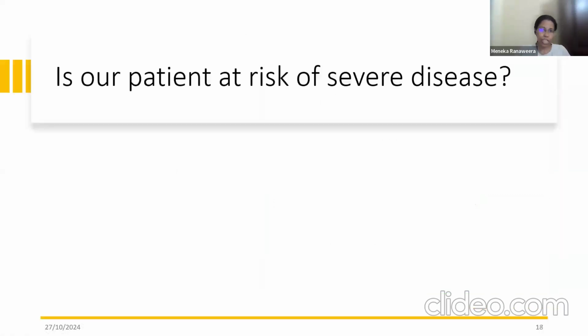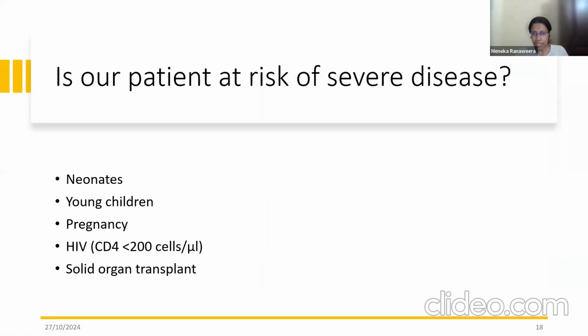Now, what about our patient? Is our patient at risk of severe disease? Generally, severe disease is expected in certain risk groups. So neonates, young children, pregnant mothers. And when I say HIV, it's actually patients who have a CD4 count less than 200 that are at risk. And those who have undergone solid organ transplant, because again, they are immunosuppressed.